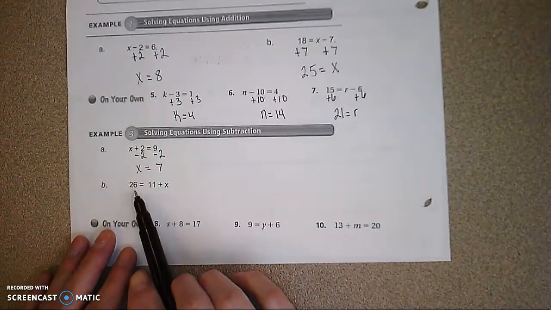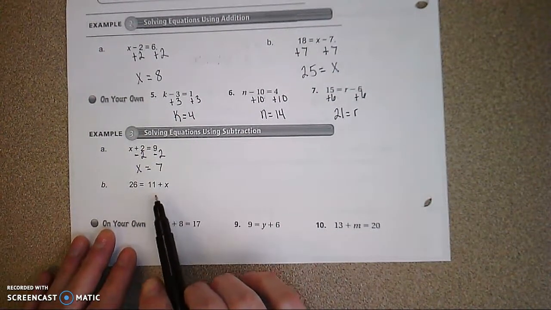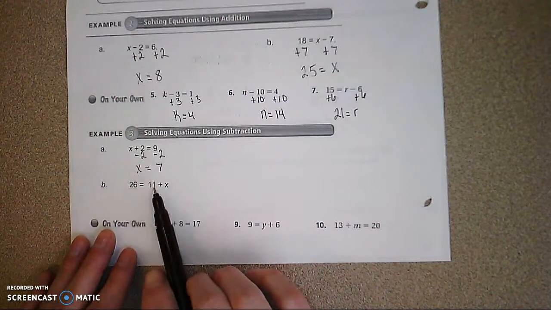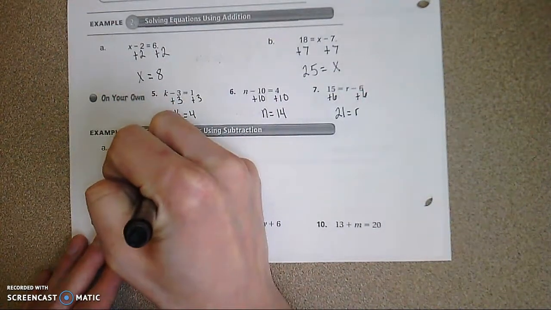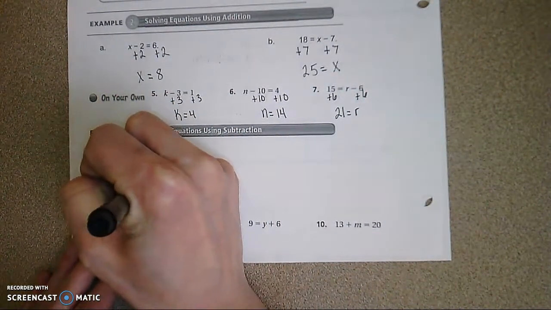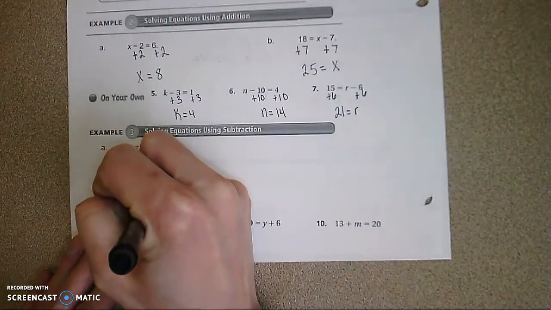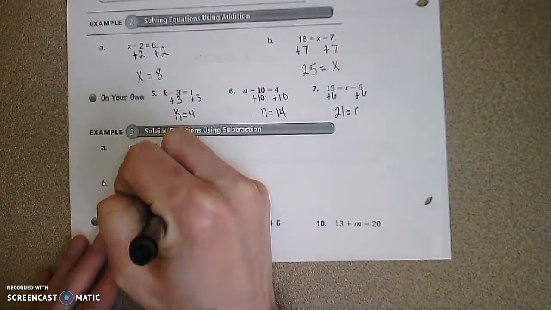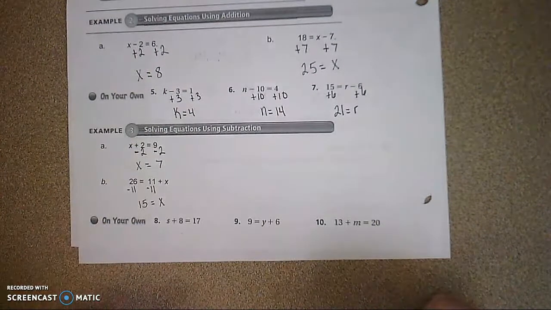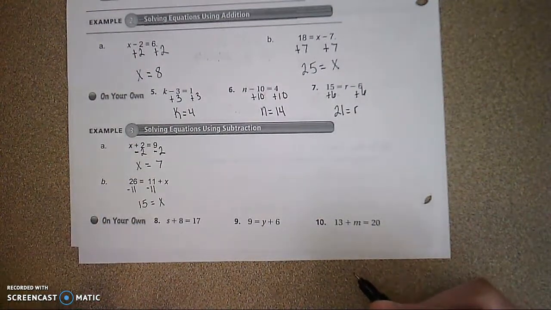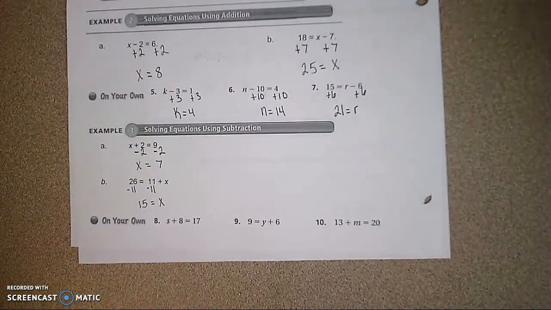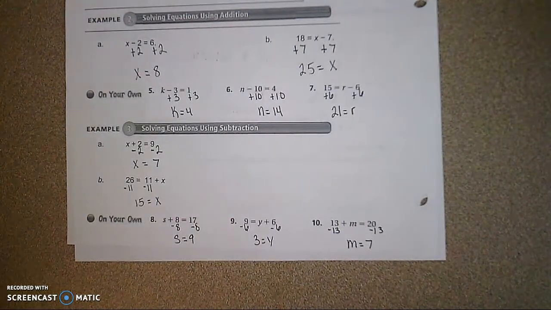This one down here, I have 26 equals 11 plus x. I want to get x by itself. So to get rid of that 11, I'm going to subtract 11 here, and then subtract 11 here. So I'm left with 15 equals x. My solution is x equals 15. Go ahead and pause your video and try 8 through 10. All right, I got s equals 9, 3 equals y, and m equals 7.